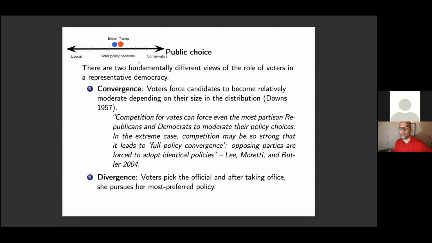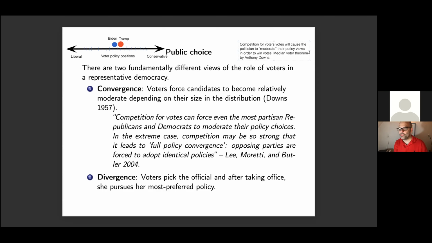Convergence basically says that the competition for votes causes the politician to move to the center. The competition for voters' votes will cause the politician to moderate their policy views in order to win votes. This is called the median voter theorem, by Anthony Downs. So it's kind of related to the median voter theorem anyway.